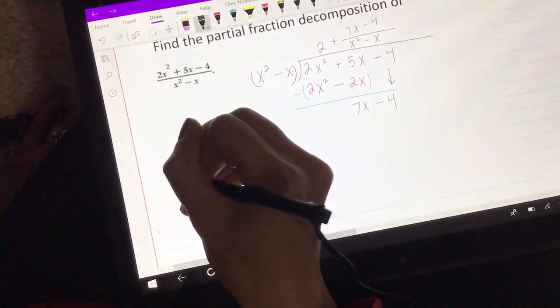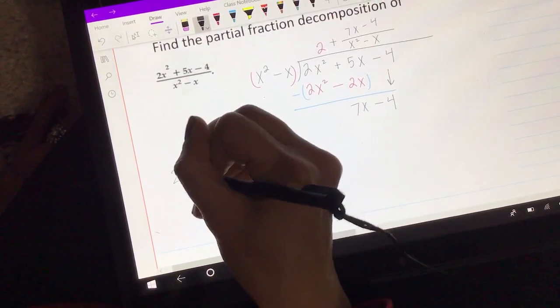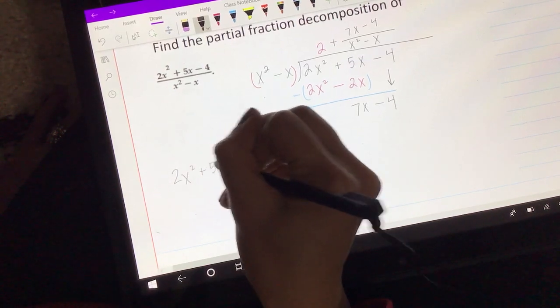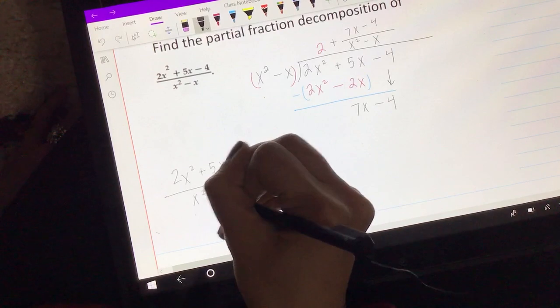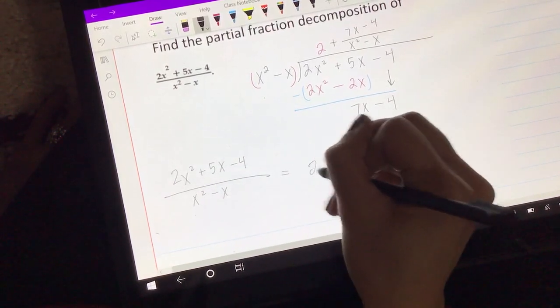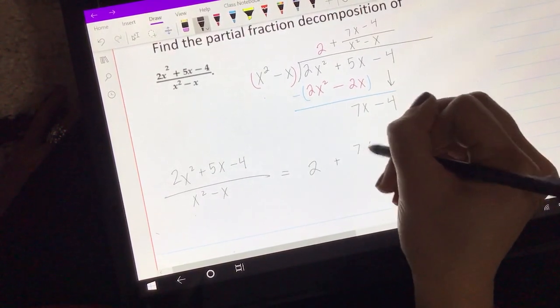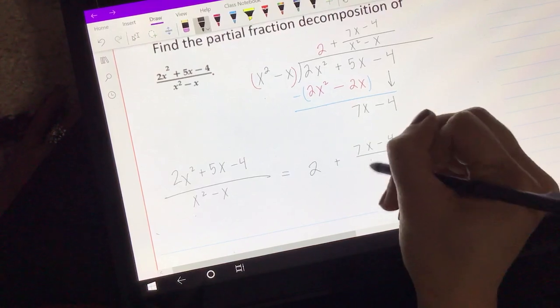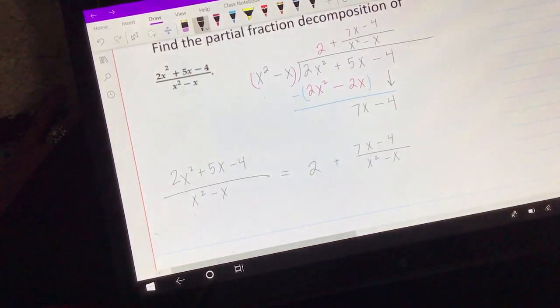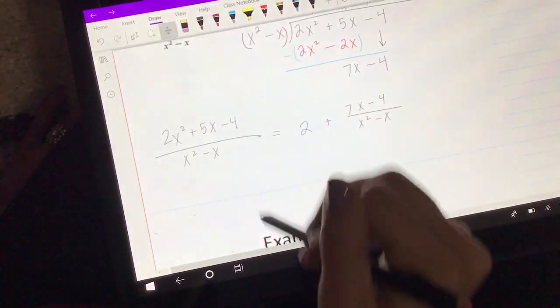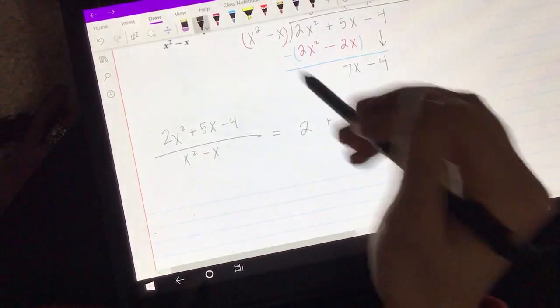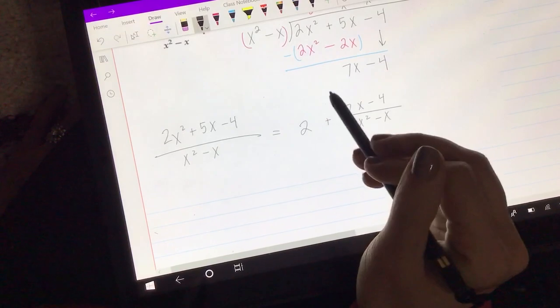So what we just found out is that our original problem, 2x squared plus 5x minus 4 over x squared minus x, is actually equal to 2 plus 7x minus 4 over x squared minus x. Now, the only difference between example 1 and what we're doing now was that first step.